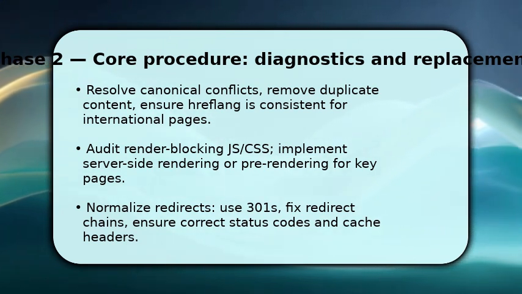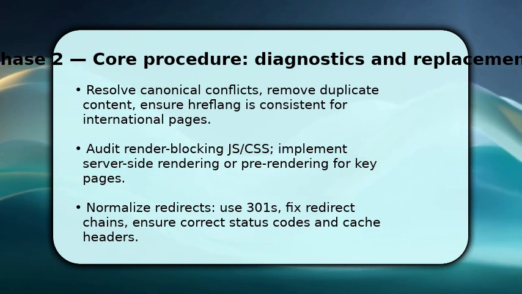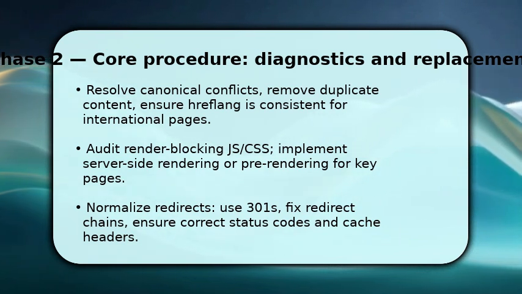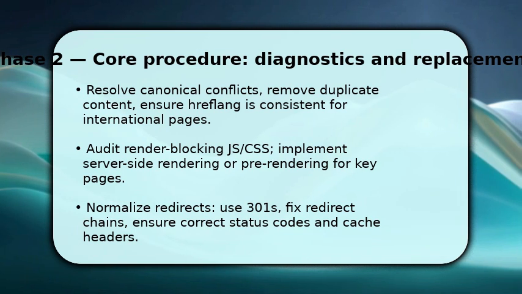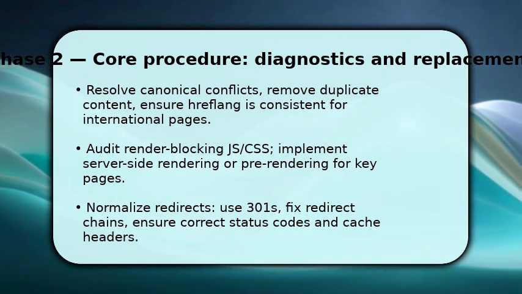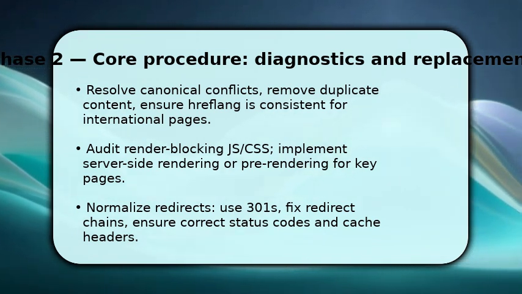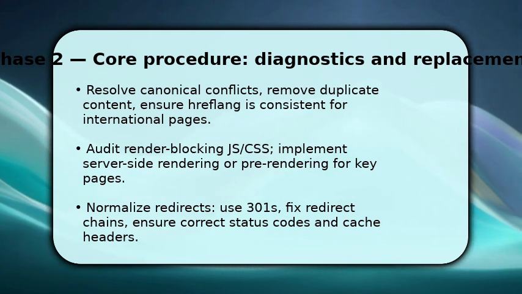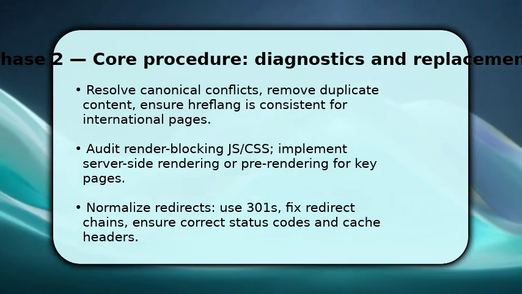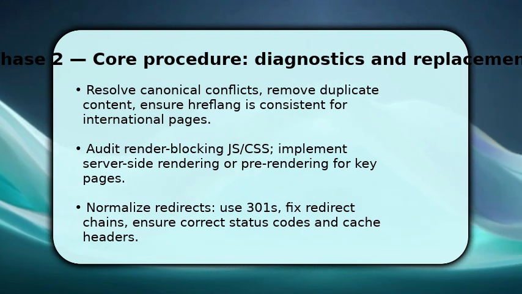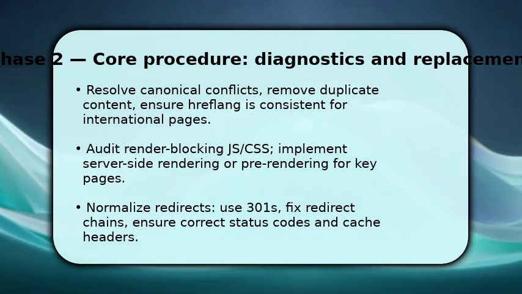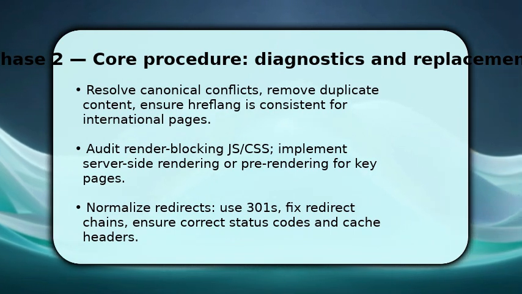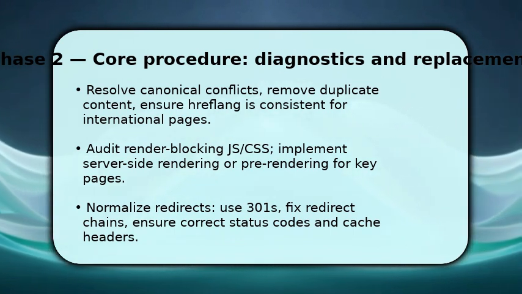Small mismatches break indexing. Audit render blocking JavaScript and CSS. Implement server-side rendering or pre-render key pages to ensure search bots see the same content users do. Normalize redirects with 301s only, eliminate chains, and set proper cache and status headers. Make sure robots.txt and meta robots align with indexing goals as you progress.